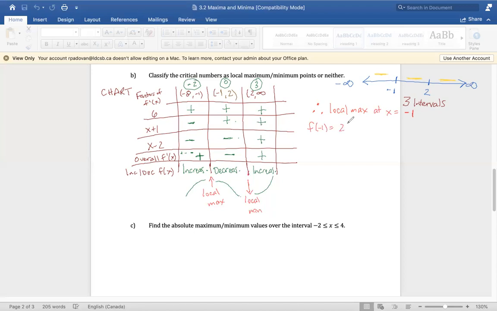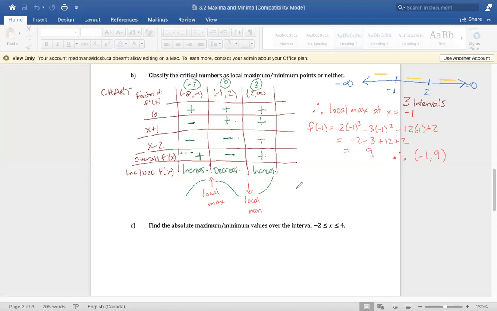So that was 2 times -1 cubed minus 3 times -1 squared minus 12 times -1 plus 2. Again, you guys can do the work for this. I'll show you the work for this one, but I'm not going to show you the work for all of them. -2 minus 3 plus 12 plus 2. -5 plus 14 would be 9. So therefore, I have the point -1 and 9 as my local maximum point.